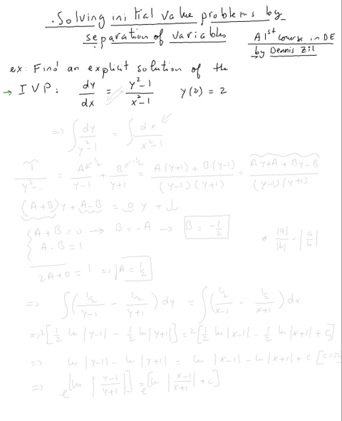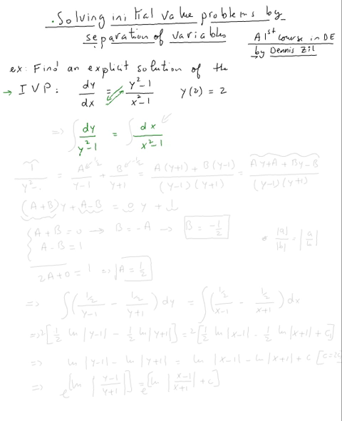The goal is to have dy's and y's on the left side and the dx and x's on the right side, and we can move things diagonally as much as we like. So y squared minus 1, I'm going to move it that way, so therefore I'm going to have dy over y squared minus 1, but the dx, I'm going to move it that way, and then I'll have equal dx over x squared minus 1.